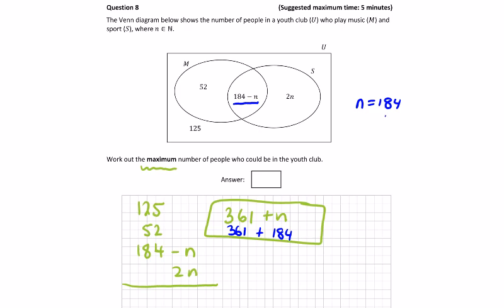So n can be smaller than 184, it could be any number down to 1. If n is 1, we just have a plus 1 here. So n as 184 looks like the biggest number it can be. So it's 361 plus 184. It's going to be 545, the max number in this club.